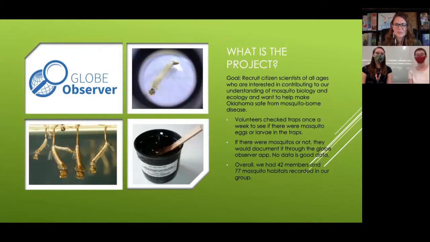Volunteers would get an ovitrap, which you can see pictured here, and they would check them about once a week to see if there were eggs or mosquito larvae. And they would document those findings in the Globe Observer app. Even if there were no mosquitoes or eggs, no data is good data. Overall, in our group, we had 42 members and 77 mosquito habitats recorded.